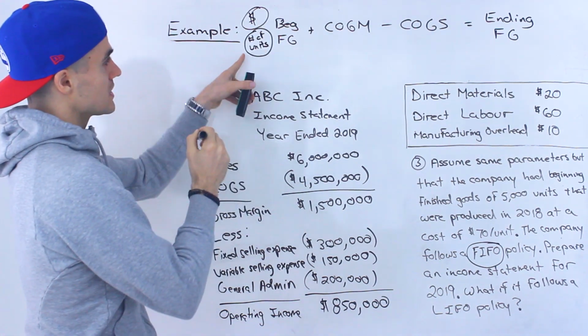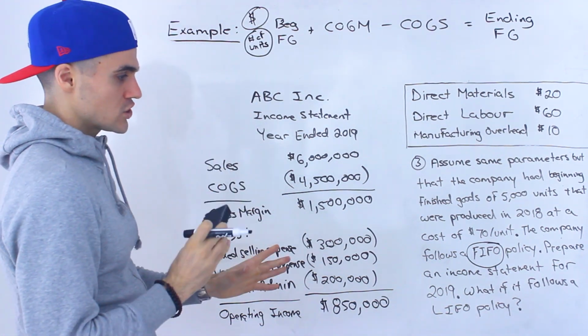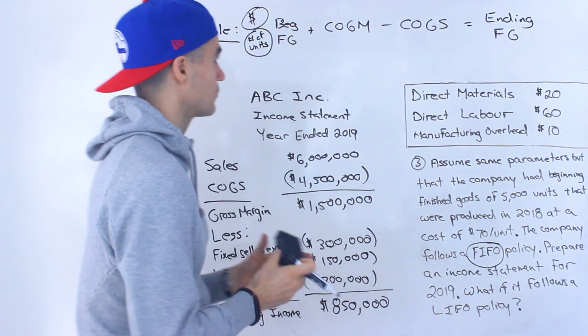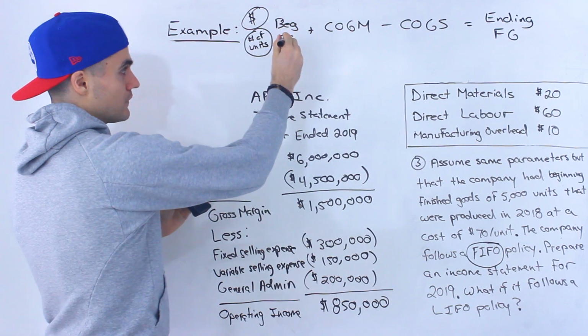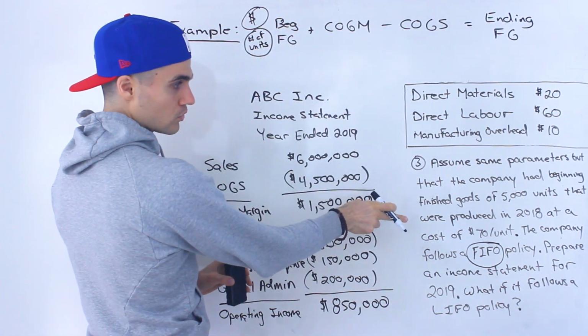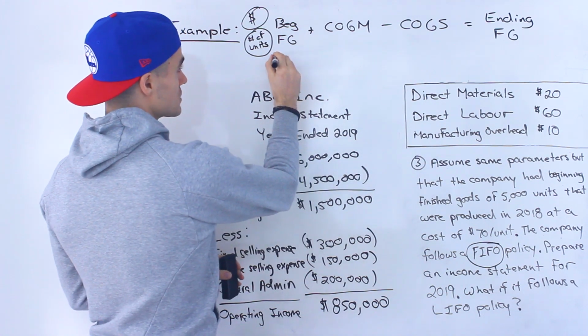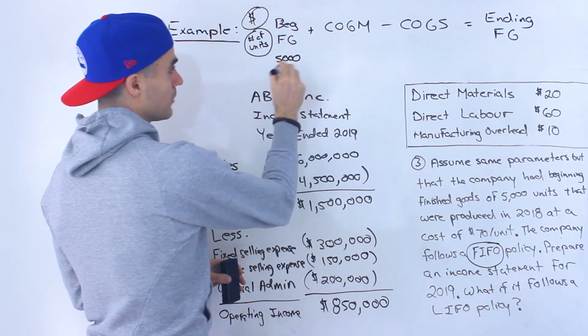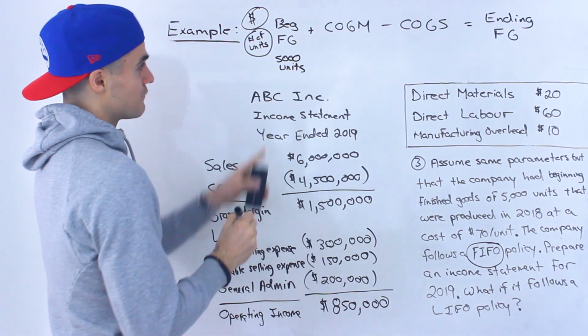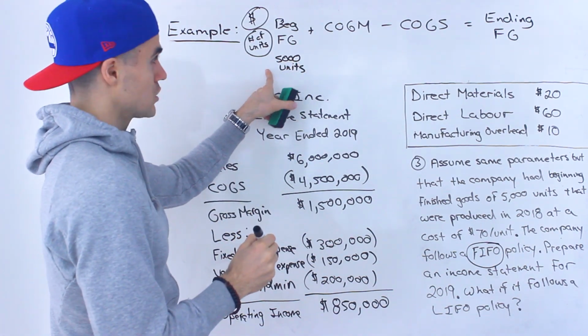All right, and this is what's going to be important when we're differentiating between the FIFO versus the LIFO policy. So check this out. Basically, the beginning finished goods, if we look at it from the number of units perspective, we're told that the beginning finished goods, there was 5,000 units. Let's not worry about the dollar terms for now. Let's just worry about the units. So we had 5,000 units of beginning finished goods.